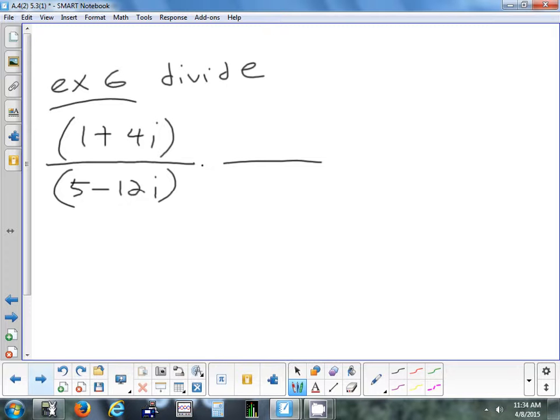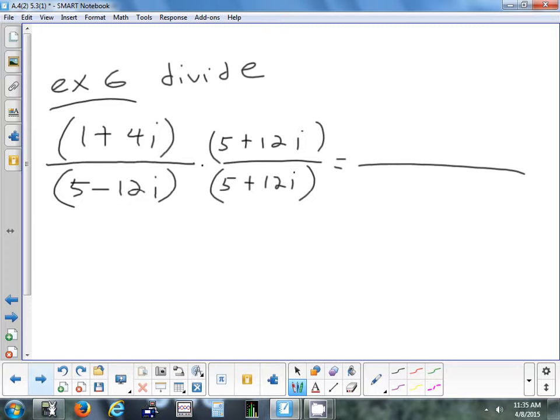5 plus 12i? How'd you get that? What is 5 plus 12i? Exactly. It's the conjugate of the bottom. Some people try to do the conjugate of the top. Don't do that. Conjugate of the bottom. Okay, the bottom should be pretty quick to multiply.